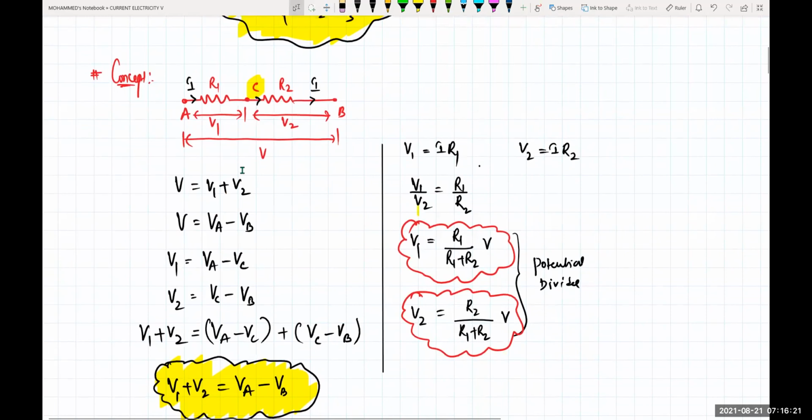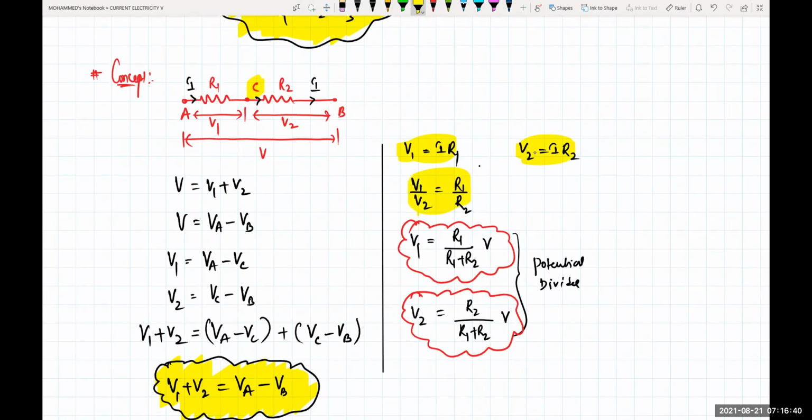Here, if I need to calculate only this potential V1, V1 is equal to I into R1 and V2 is equal to I into R2. Isn't it? So if I take the ratio, V1 by V2 is equal to how much? R1 by R2.